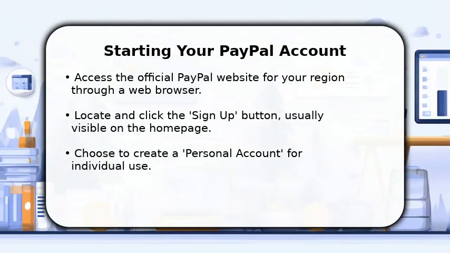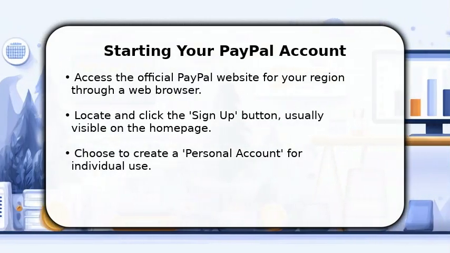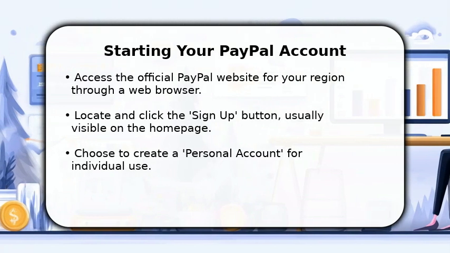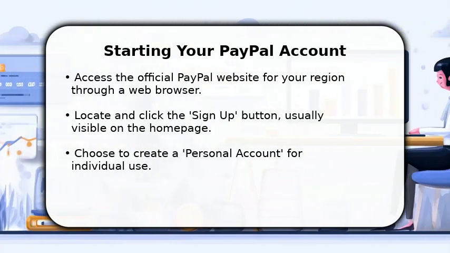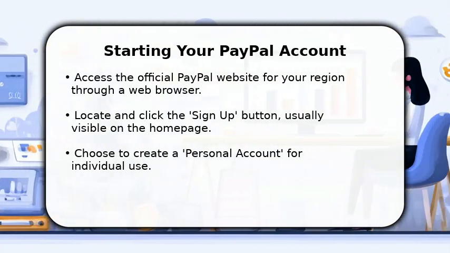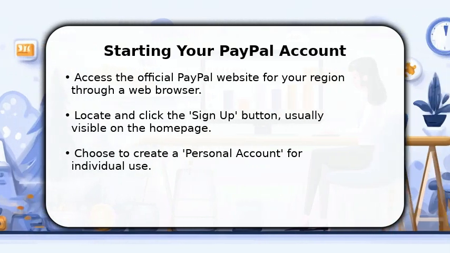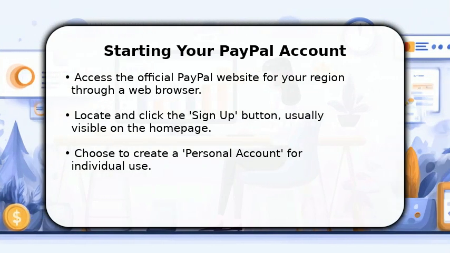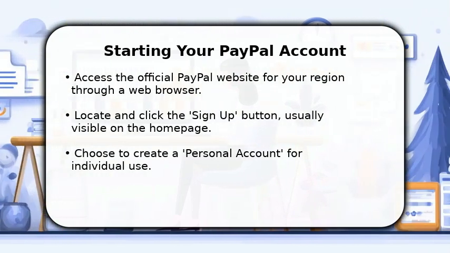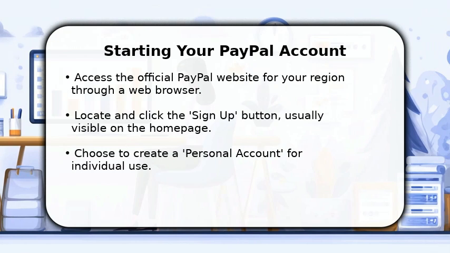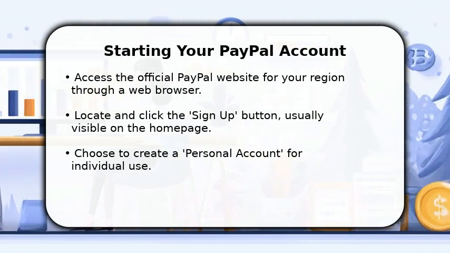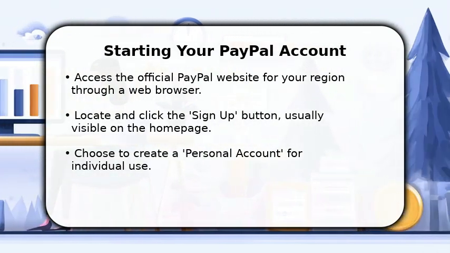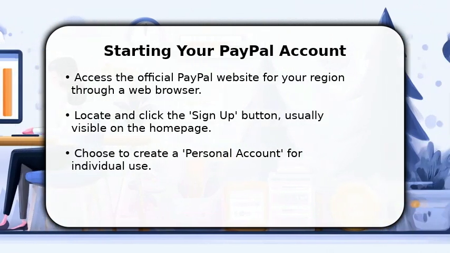In this video, I will explain how to create a PayPal account in Kyrgyzstan. First, open your preferred web browser and navigate directly to the official PayPal website. Click on the Sign Up button, typically found in the top right corner of the home page. You will then select Personal Account to begin, as this is suitable for individual users. This initial step is quite straightforward, setting the foundation for your new online wallet.